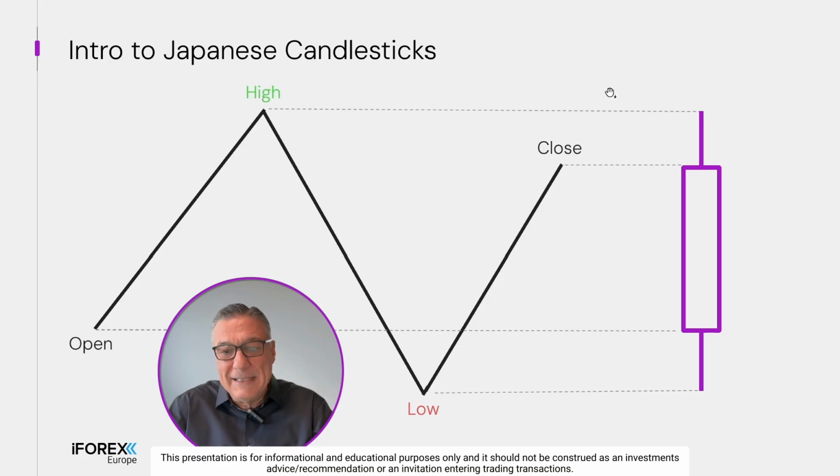Now, this price action may be represented with a Japanese candlestick, a white candlestick, a hollow candlestick, a bullish candlestick. These are synonyms. Of course, you can color it any color you prefer, but these are the terms that we use in the bibliography.